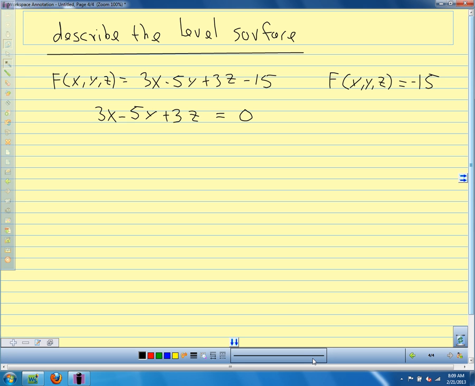So what is this surface? Plane. This is a plane. So if we're talking about level surfaces here, this would be a plane.